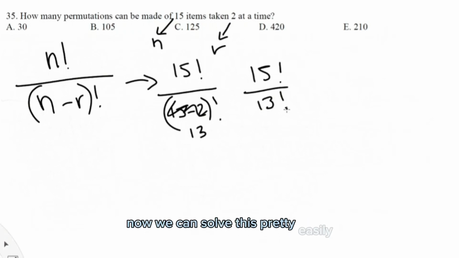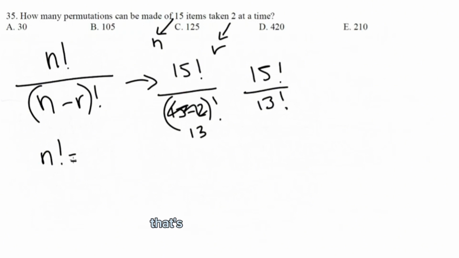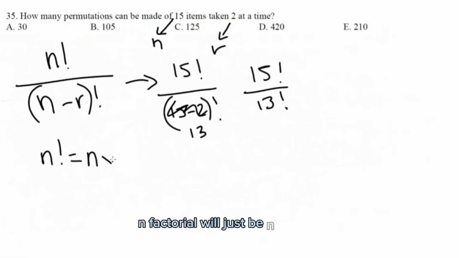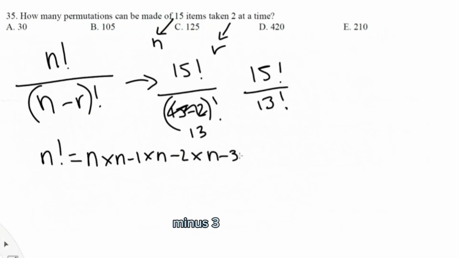Now we can solve this pretty easily. But first, what is a factorial? A factorial is when you have a number, so let's just say n factorial. That's just when you take n and multiply it by every number before it till 1. So for example, n factorial will just be n times n minus 1 times n minus 2 times n minus 3 all the way to 1, right? So for example, if we had 5 factorial, that would be 5 times 4 times 3 times 2 times 1.